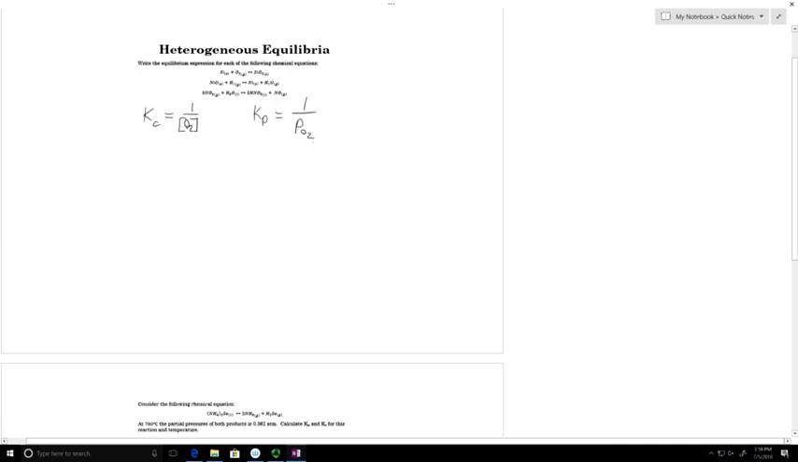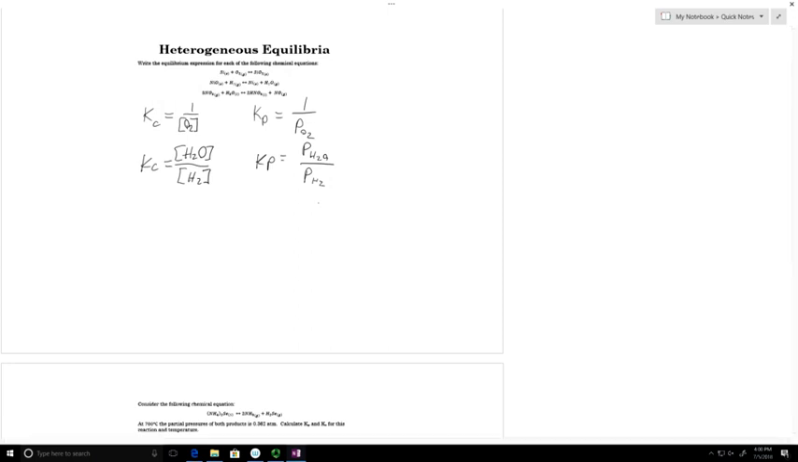The next problem has nickel oxide, so it's nickel(II) oxide, plus hydrogen gas yields solid nickel and water gas. So we have two gases. In this case, we have Kc, and our products of interest are water gas, and hydrogen gas is a reactant. So that's what our Kc would look like. Similarly, our Kp would have the pressure of water gas over the pressure of hydrogen gas.